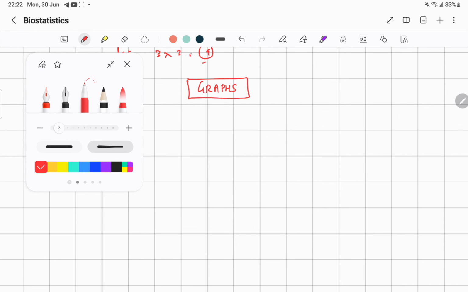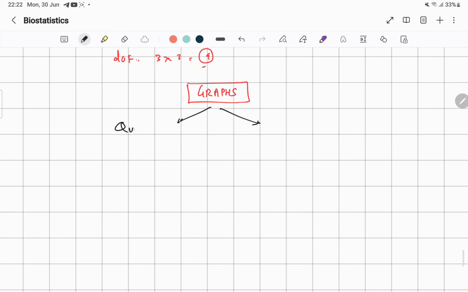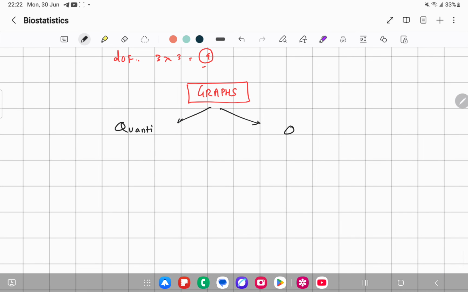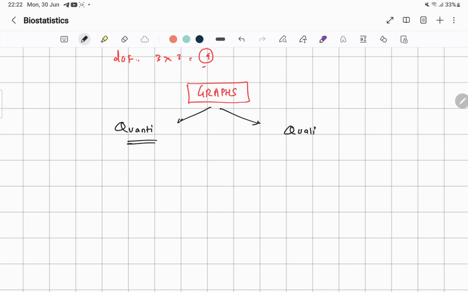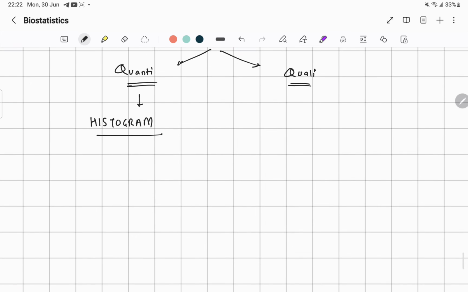Now we'll talk about graphs, representation of data. Either we can have quantitative data or qualitative data. For quantitative data, you will use a histogram. What is a histogram? A histogram is for joined columns or charts like this. This is a histogram. Age pyramid is a histogram. All of this is a histogram.